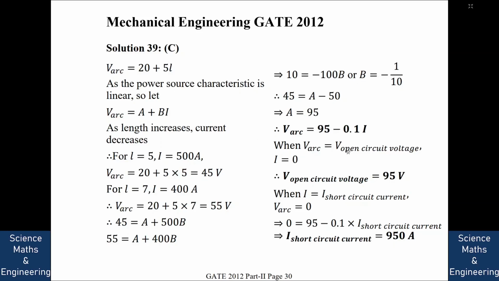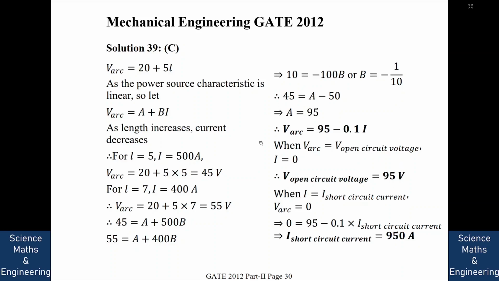So we get V arc is how much? 95 minus 0.1 I. Now V arc is the open circuit voltage when I is 0. So when I is 0, this becomes 95. So open circuit voltage is 95 volt. And when V arc is 0, there is no voltage, then the I is the short circuit current. Means when you get short circuit current, there is no longer any voltage. So we get 0 is equal to 95 minus 0.1 I short circuit current. So short circuit current is 950 ampere.